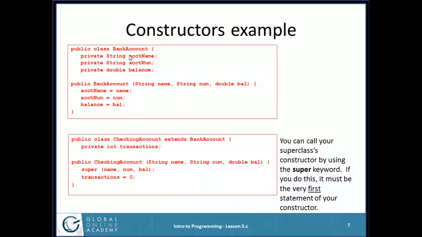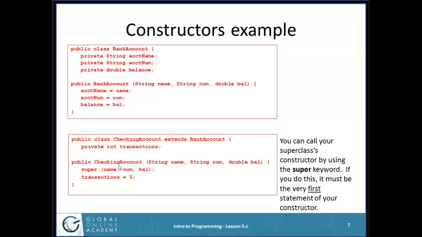Here I've got BankAccount as the superclass, CheckingAccount extends BankAccount, so CheckingAccount is the subclass. 3 private variables in BankAccount: name, account num, and balance. So I've got a constructor that passes in a name, number, balance, and puts the values into the state variables. We've done this before in several of our programming assignments. Now, CheckingAccount extends BankAccount, and I've added one new state variable, transactions. So now checking accounts have an account name, an account number, a balance, and transactions.